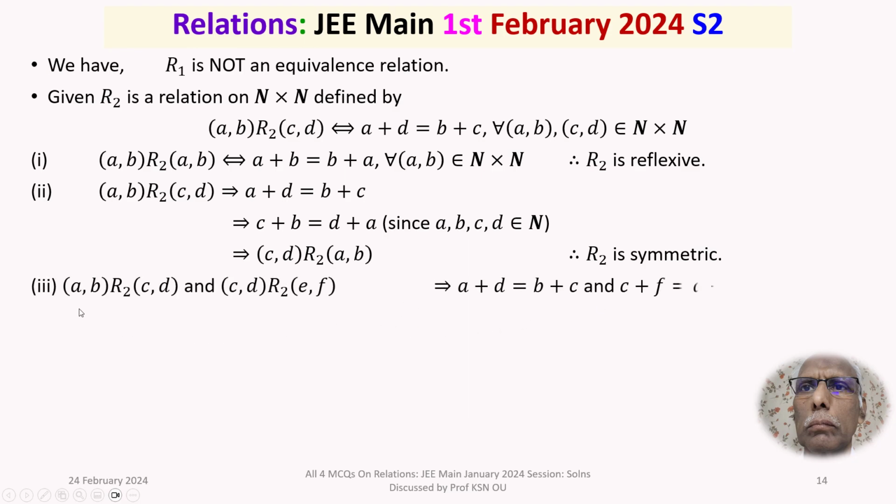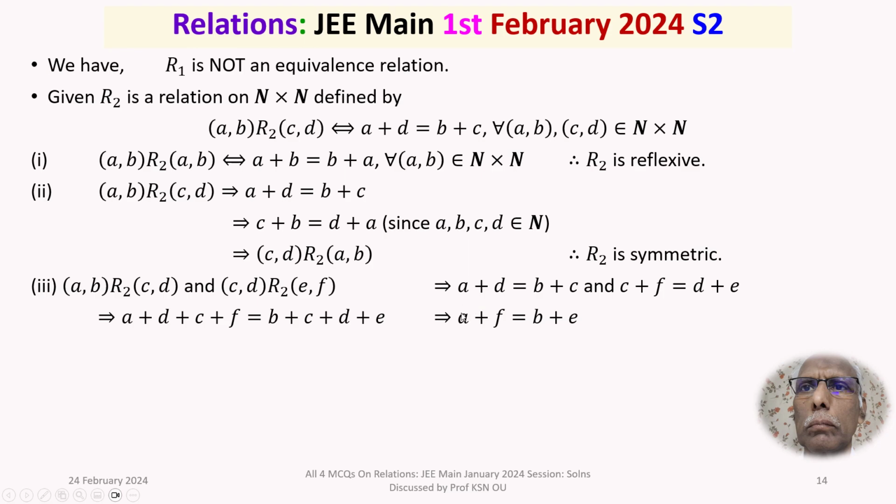Now we talk about transitivity. A comma B is related to C comma D means A plus D is equal to B plus C. And C comma D is related to E comma F means C plus F is equal to D plus E. Now adding, what do we get? A plus D plus C plus F is equal to B plus C plus D plus E. So after cancellations take place, D cancels, C cancels. So you will get A plus F is equal to B plus E.